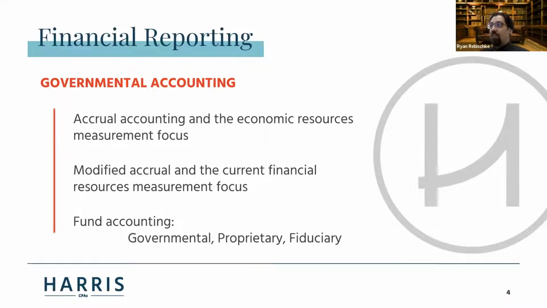Accrual accounting is where we get terms like accounts payable and accounts receivable. Accounts receivable is money that we've earned that hasn't been paid to us yet, and accounts payable is money we owe for things that we've received but haven't paid for yet. And accrual accounting matches those two things up.